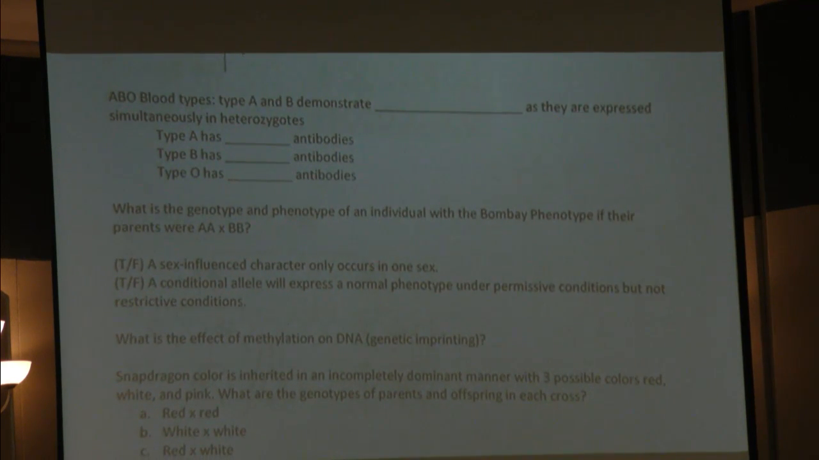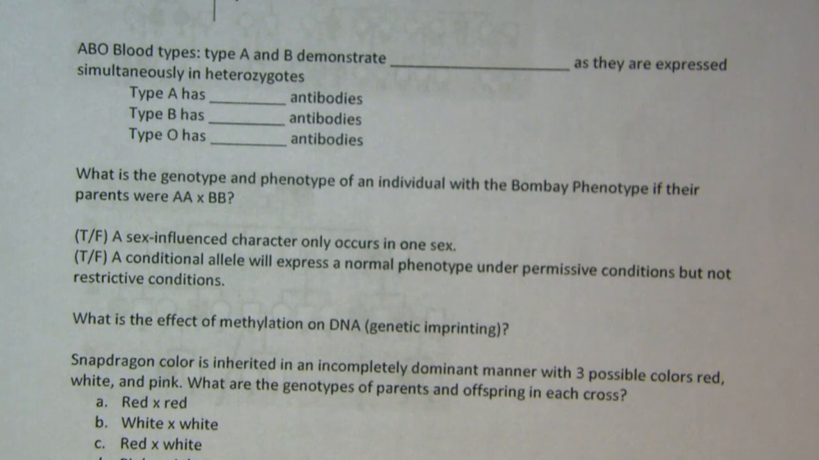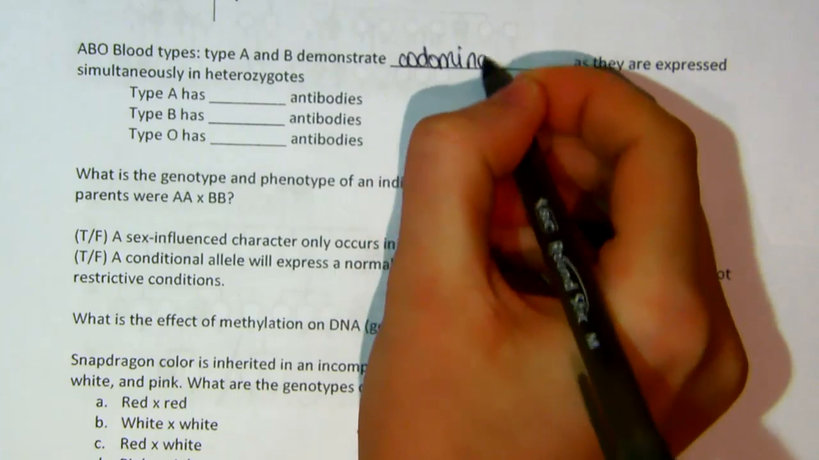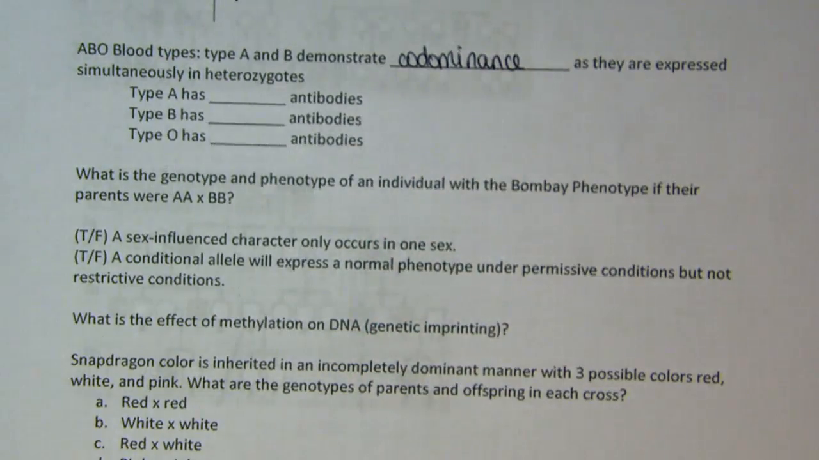So now we go into blood typing. So ABO blood types. So type A and B, what have we talked about that explains type A and B? Yeah, that's what I was getting to, codominant. So when A and B are together, they work together to create an individual that is type A and B.